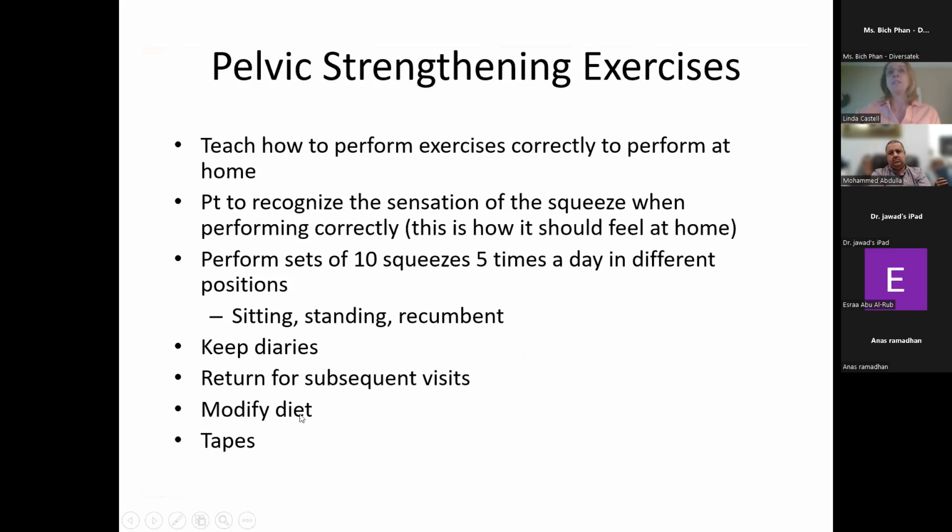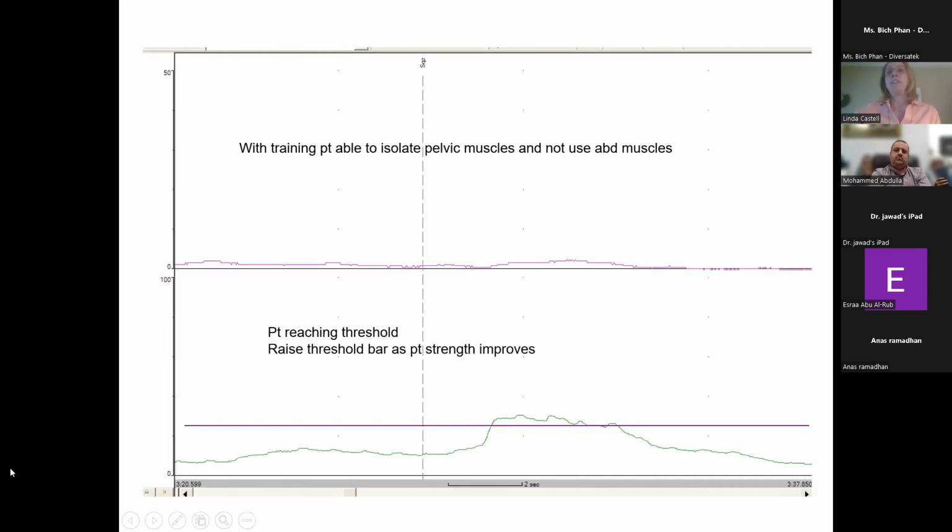So the patient's going to do multiple squeezes until they get it right, that they're able to not recruit their abdominal muscles. They're able to identify which muscle they need to contract. And they may not meet the threshold. They might not be able to get to the threshold that I set for the patient. And they may not be able to hold it that long, but as long as they're able to recruit the right muscle, not use their abdominal muscles, they're doing the exercises appropriately.